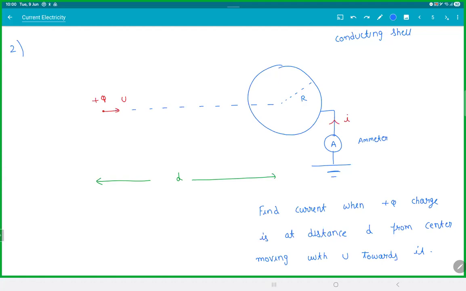Because if you don't figure out why there's a current, the whole thing will look confusing. This is Gauss law and current electricity. And remember, I taught you only one concept till now, I is equal to dq by dt. That's it. I didn't teach you anything else in current. This is a question from Gauss law. So as the charge gets closer and closer to the conducting shell, something happens and you get a current. So you need to figure out why there is a current and how much it is.